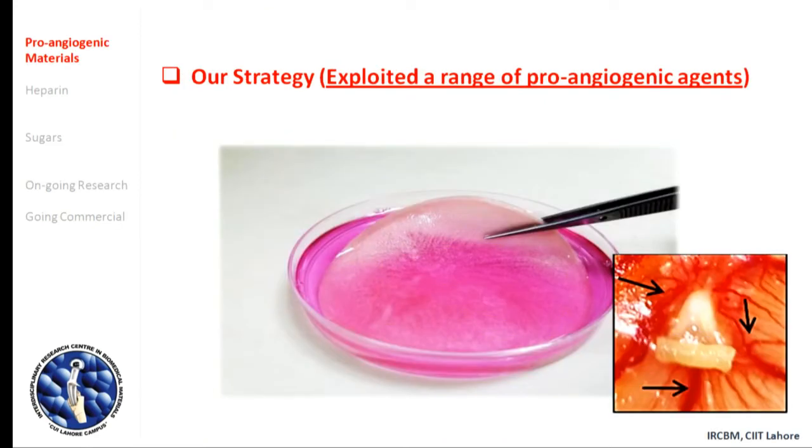That's our strategy, how we are exploiting our pro-angiogenic materials. What are pro-angiogenic materials? The materials which support new blood vessel formation very quickly and help wound closure quickly. So in the coming slides I will be talking about what we have achieved in this area.